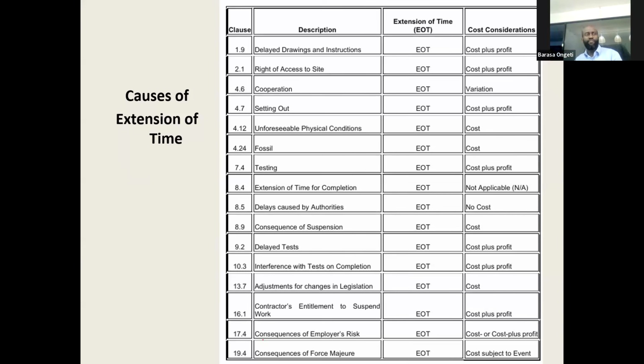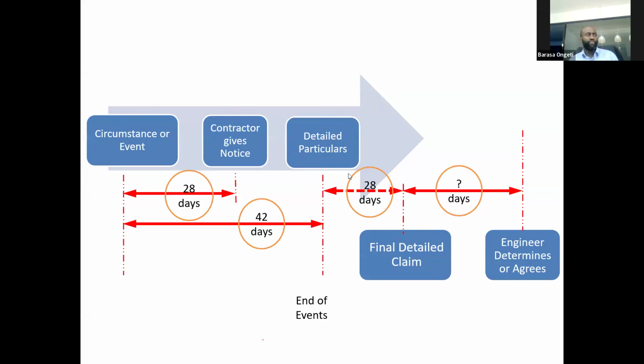You have unforeseeable physical conditions, fossils, testing, clause 8.4 itself, extension of time, delays caused by authorities, consequences of suspension, delayed test, interference, etc., etc., etc., up to the most famous one, force majeure. And each of these entitle you to some cost considerations, but here we're only talking of extension of time, so I'll not cover that as well.